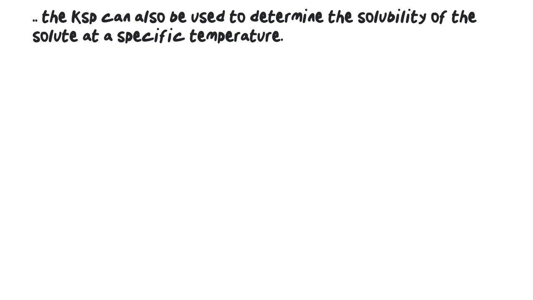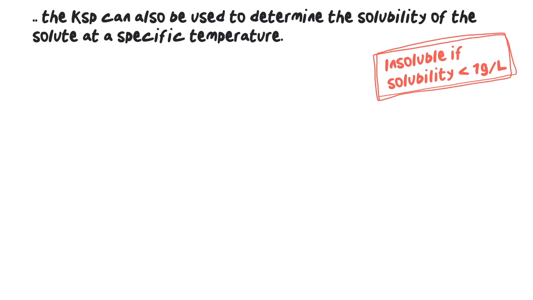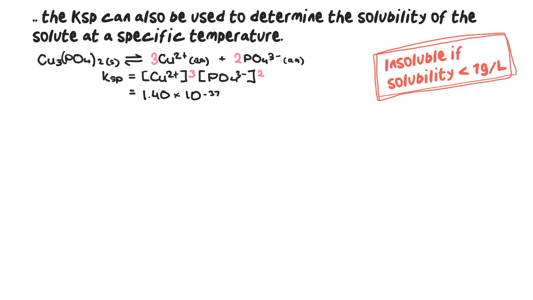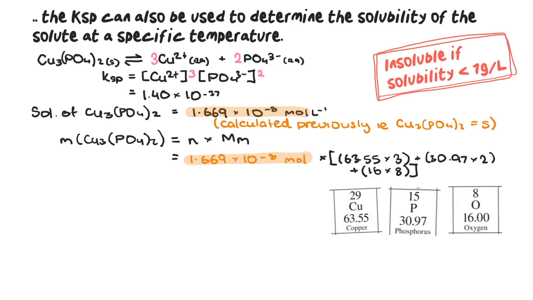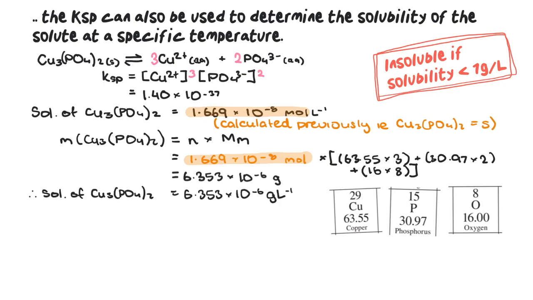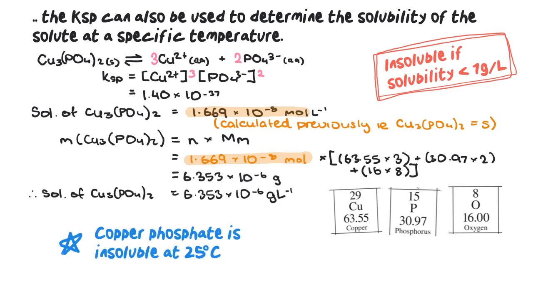If the solubility is less than 1 gram per liter, it's technically insoluble. So, here's the data from before. The solubility of copper phosphate was calculated to be 1.669 times 10 to the negative 8 moles per liter. This needs to be converted to grams per liter, so we just need to convert the moles part into mass, which is moles times the molar mass, giving us 6.353 times 10 to the negative 6. Now this is well below 1 gram per liter, so copper phosphate is insoluble at 25 degrees Celsius.